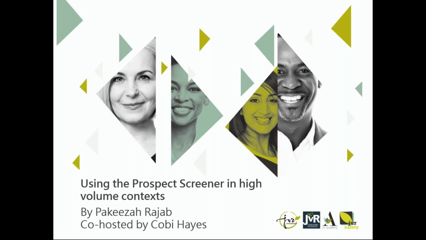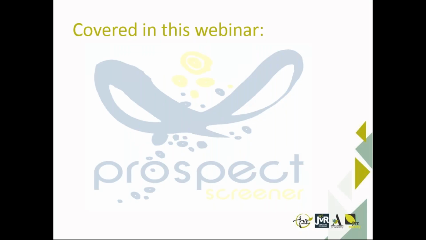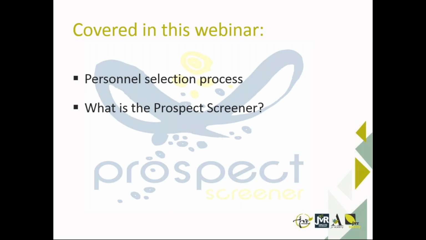So in today's hour, or slightly less than that, webinar, like Kobe mentioned, we're going to be looking at the prospect screener and how it's used in high volume context. Covered in our webinar today, we're first going to look at the personnel selection process. What does it entail? What is it all about? Then we're going to look specifically at the prospect screener. How does it work? How does it fit into the personnel selection process?